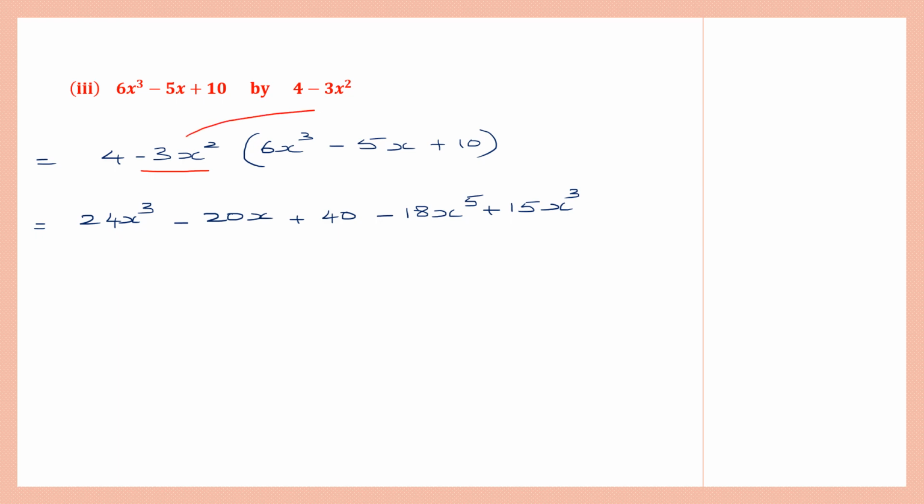Now minus 3x square into 10. So the sign is minus. 3 tens are 30 and we write x square. Okay, now let's look for all the like terms.